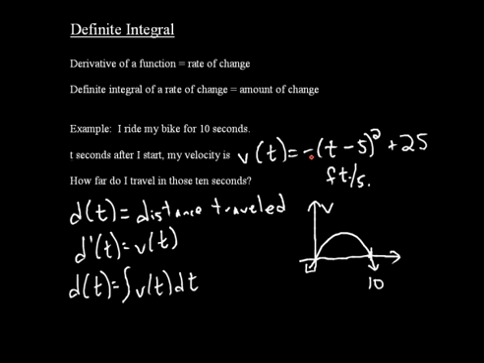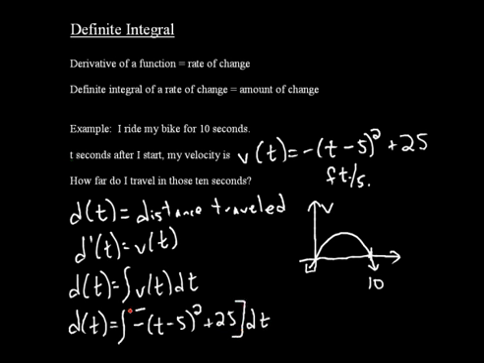Well, I can take the antiderivative of this, and let's see, what do we get? We get d of t equals the integral of negative (t minus 5) squared plus 25 dt. The integrand is the name of the stuff that you're integrating, and I like to keep my integrand in parentheses. Some people would want to use substitution, some people might just be able to pull this together.